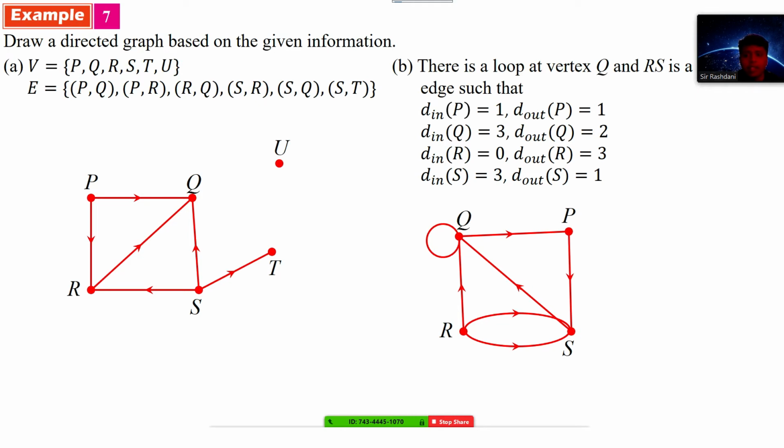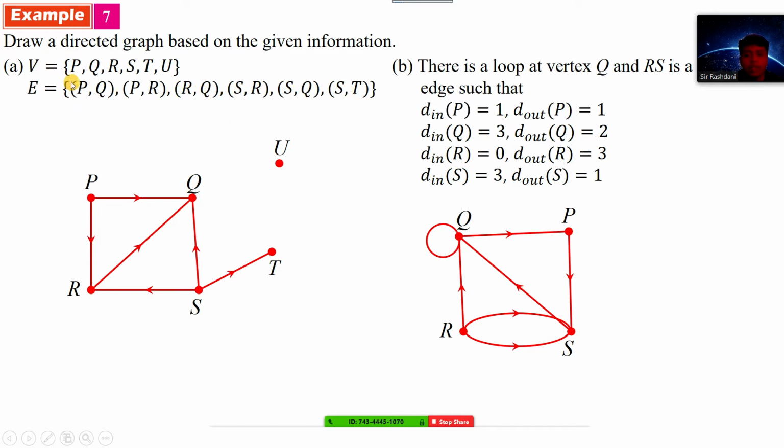Okay, for example 7, it states to draw a directed graph based on the given information. The question already gives two sets, which are V and E. We know that V is our vertex set and E is our edge set. To answer this question, you need to state the vertices first. So the vertices are P, Q, R, S, T, U. After that, we write the relations, the lines or edges: P and Q, P and R, R and Q, S and R, S and Q, and S and T.